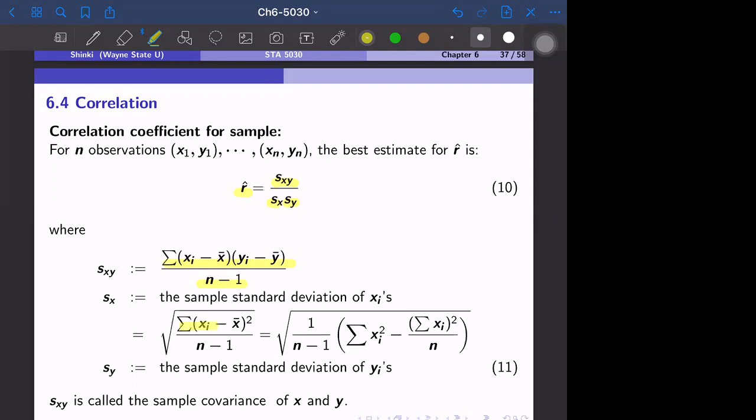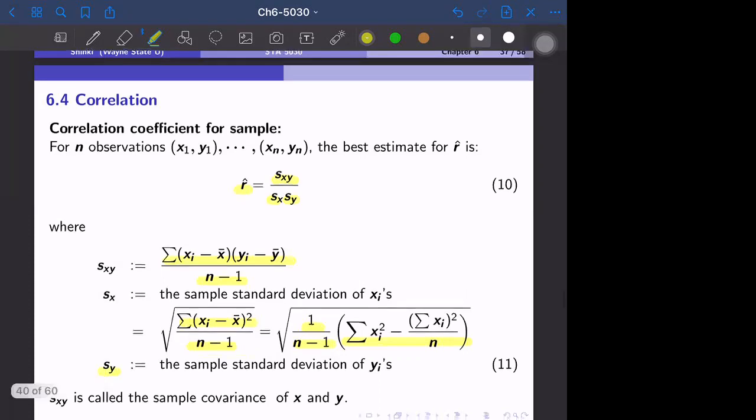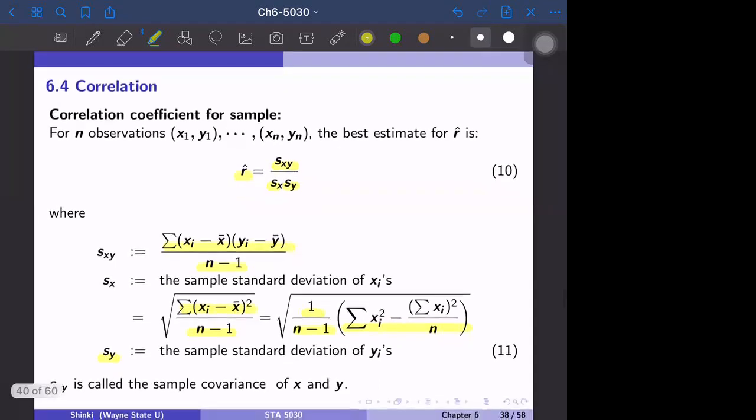And S sub x is the standard deviation, just the square root of the sample variance. And S sub y is defined similarly. Then we also have another formula for the variance here. And S sub xy is called the sample covariance of x and y.